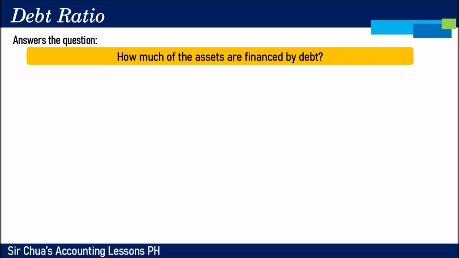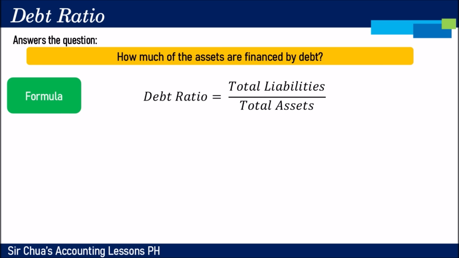The debt ratio answers the question, how much of the assets are financed by debt? Remember the accounting equation, assets is equal to liabilities plus capital. Interpreting it into analysis perspective, assets can be financed by debt, which is your liabilities, and your capital or equity, di ba? So, debt financing, equity financing. Yun yung titignan natin dito, no? Again, the formula is debt ratio is equal to total liabilities divided by total assets.